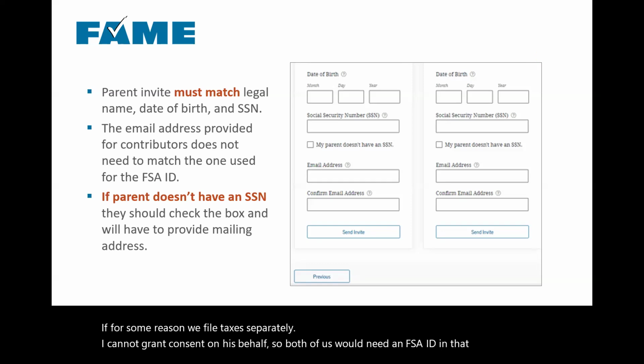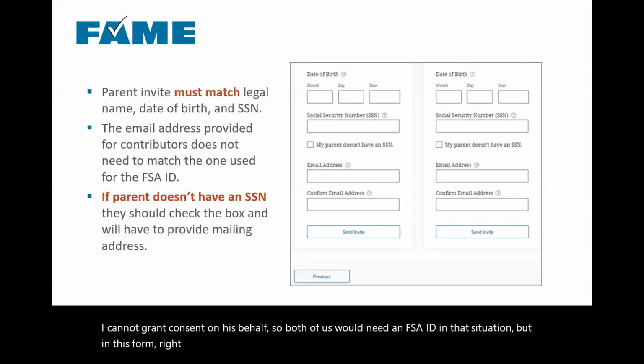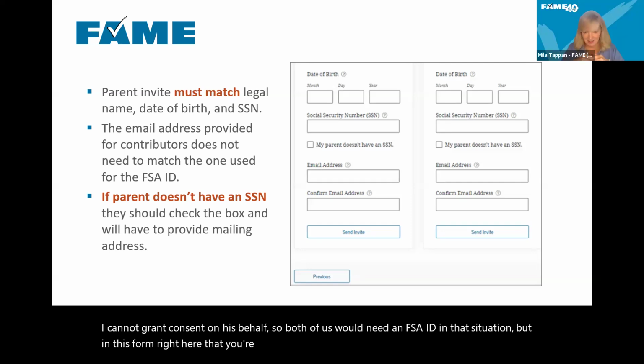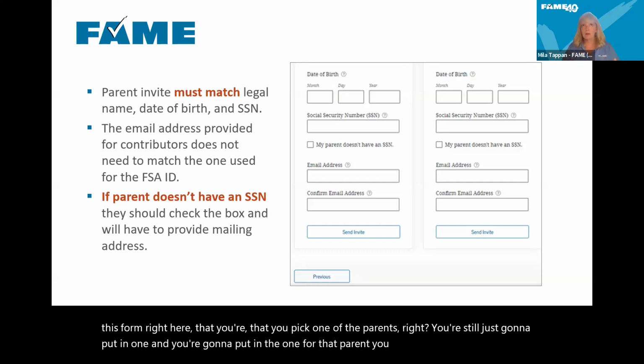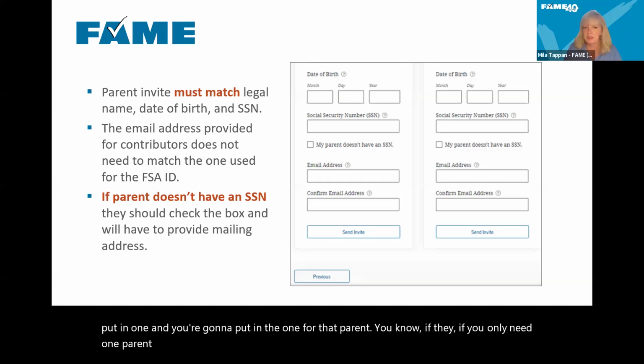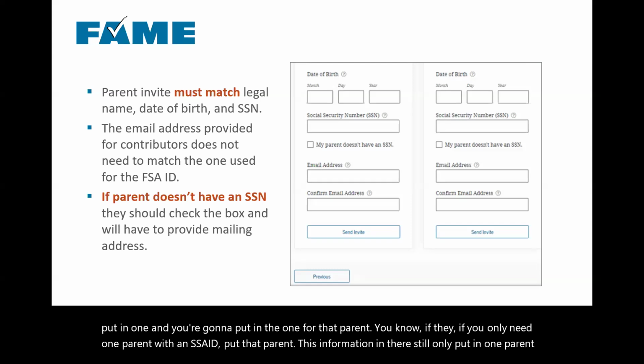But in this form right here, you pick one of the parents? Right. You're still just going to put in one, the one for that parent. If you only need one parent with an FSA ID, put that parent and their information in there. Still only put in one parent. Okay. Thank you. All right.